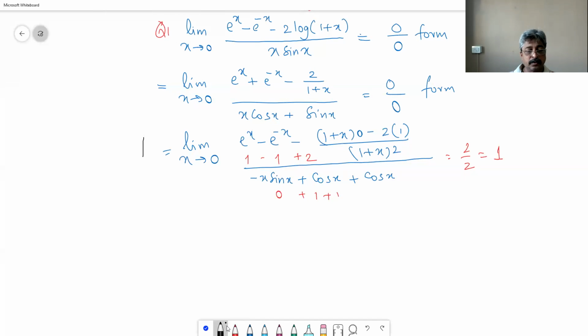Question number 2. Now this is infinity upon infinity, same way you have to go about it. Limit x tends to pi by 2, tan 3x upon tan x. Write the answer. How do you go about it? Let me quickly write it.